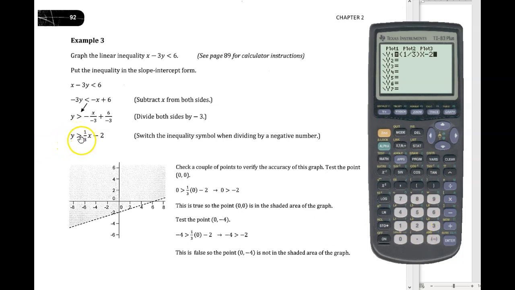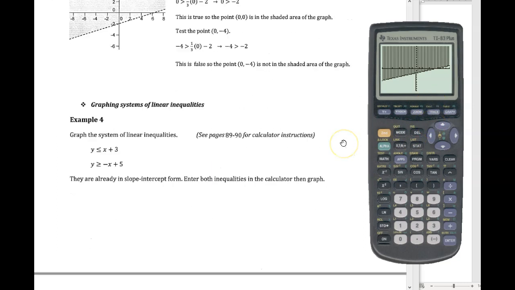Now, y is greater than 1/3 x minus 2. So I'm going to go over to the left, and I'm going to press enter until I show the top part shaded. Select graph. And then I have my graph of the inequality showing the solution set. Now, keep in mind, it should be a dotted line because it is greater than and not greater than or equal to. But I can't do dotted lines and shade in the calculator. So that is my solution.